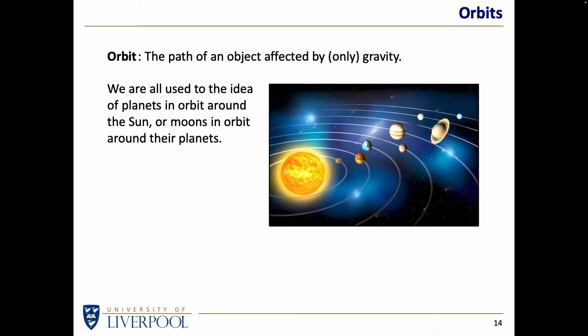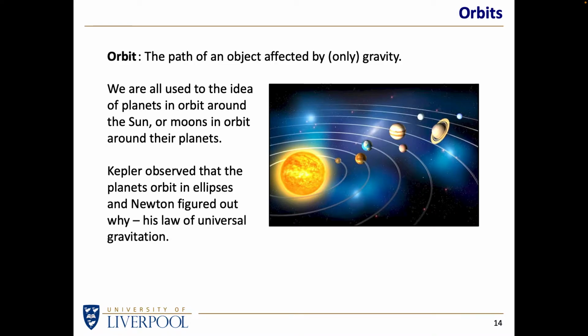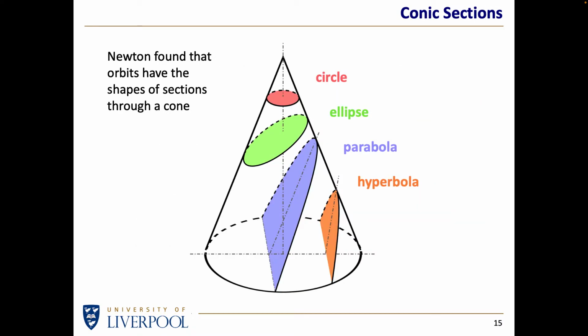So we're all used to the idea that planets go around the sun in something close to circles. Okay, they actually might be ellipses rather than circles, but we're used to the idea of planets going around the sun and moons going around planets. And Kepler observed that the planets orbit in ellipses, and then he passed that data on, and Newton figured out why planets move in ellipses, because of the universal law of gravitation.